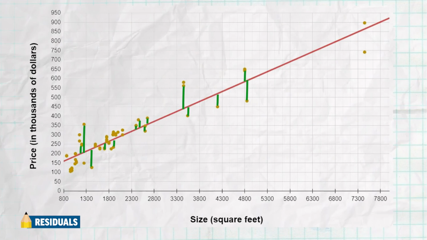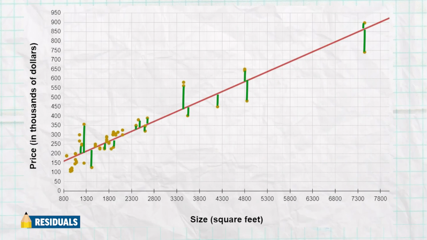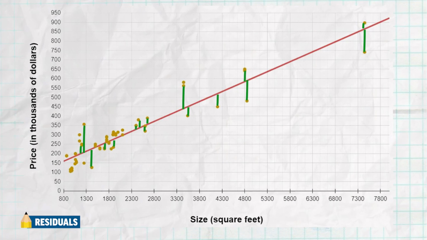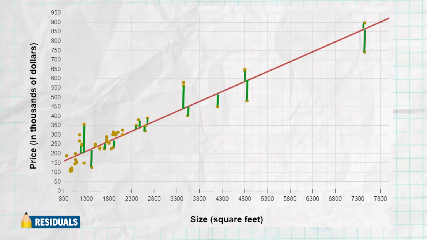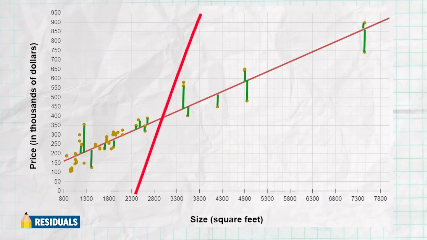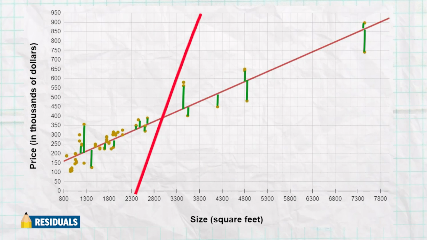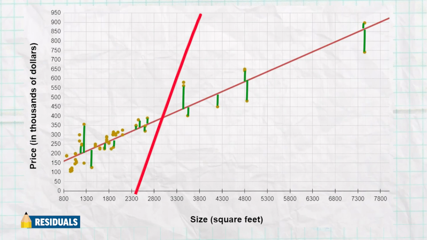Now, what makes this red line the best line is that it produces the smallest residuals. It's trying to balance out and make all the residuals as small as possible. Let me just draw a line in for you here that would be a terrible line. If I made this line my linear regression model, we'd all be like, well, that's terrible. It doesn't even go through the data.